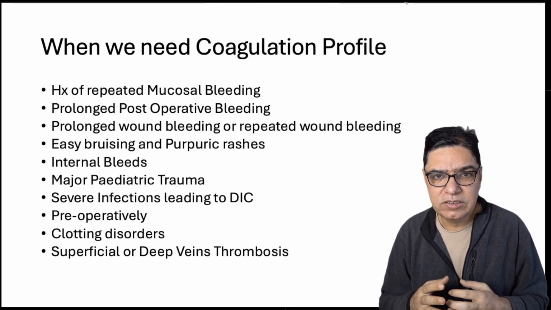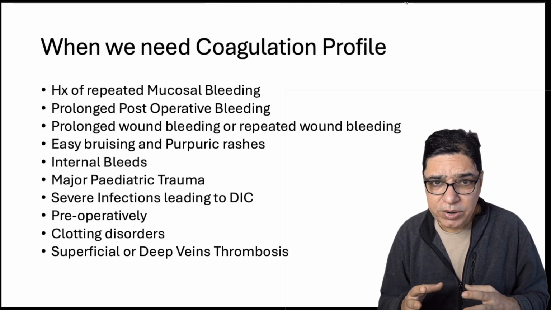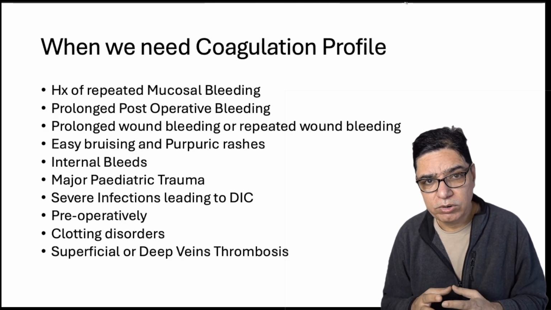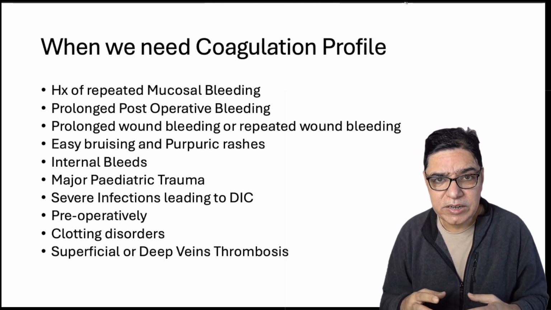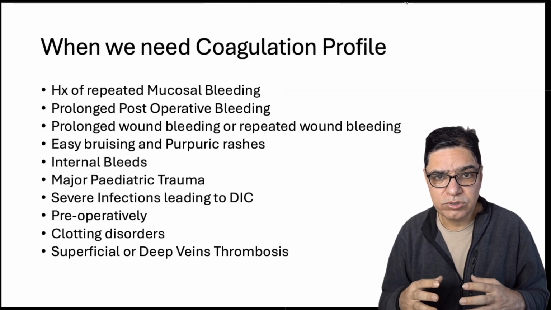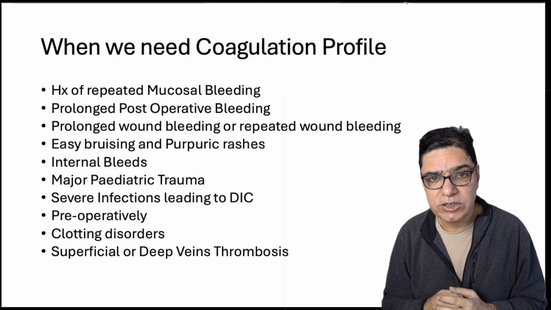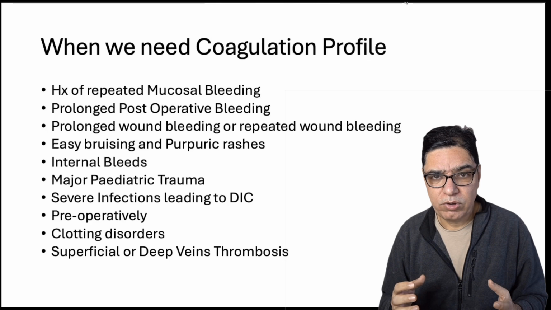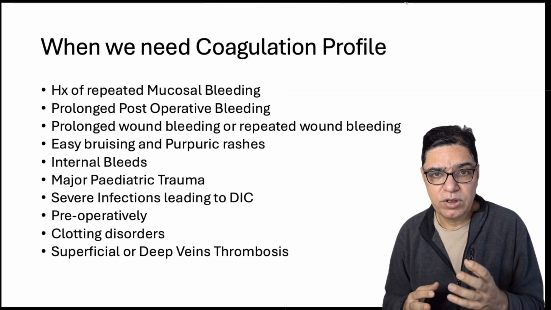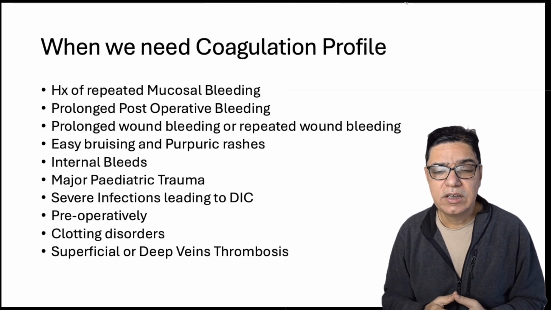If somebody has got easy bruising and has developed purpuric rashes, they also need a coagulation profile. If somebody has got internal bleeds, like bleeds into the joints, into the closed cavities, that's also an indication to order a coagulation profile, especially if they are on blood thinning agents.